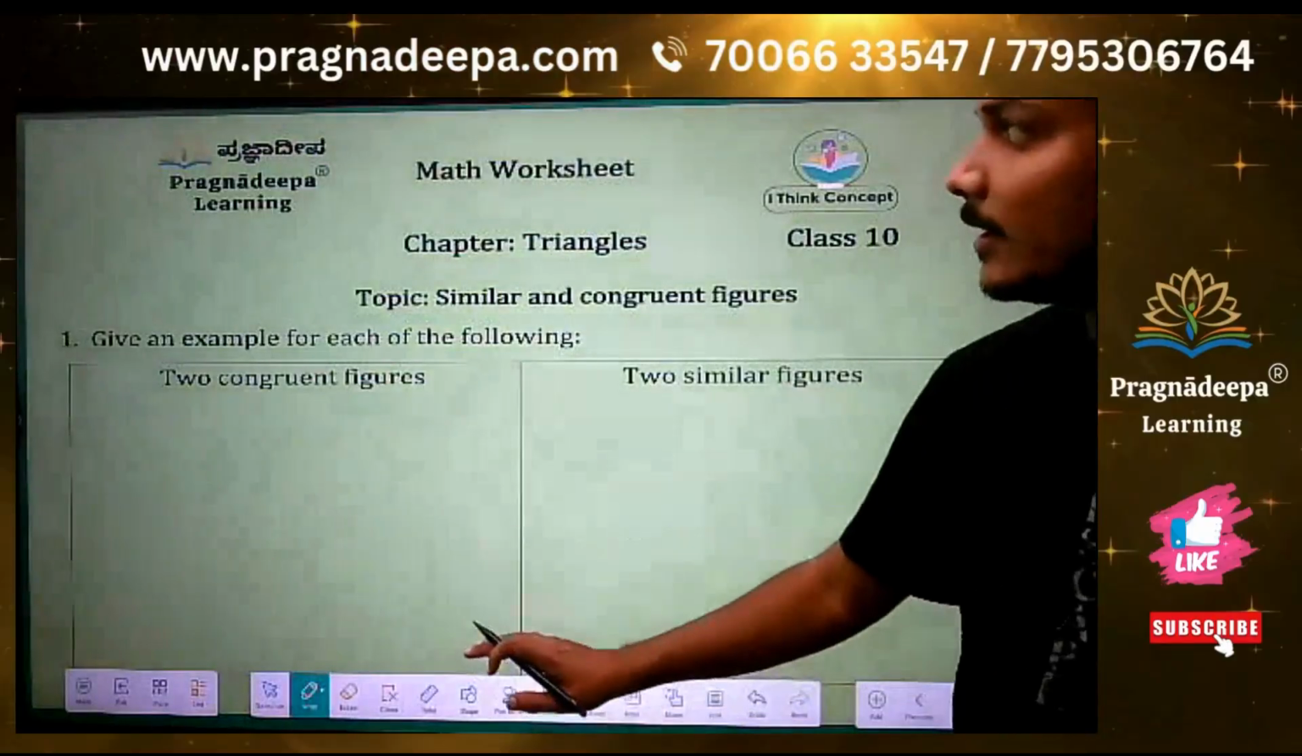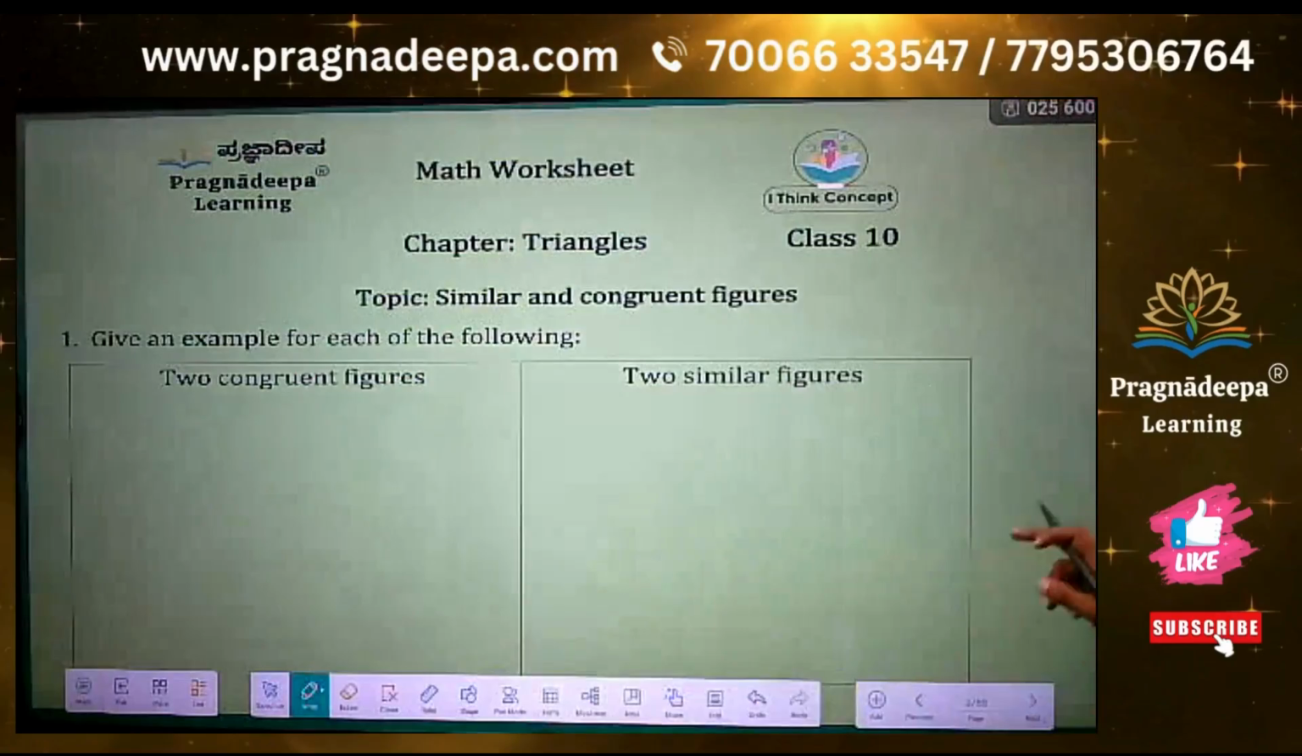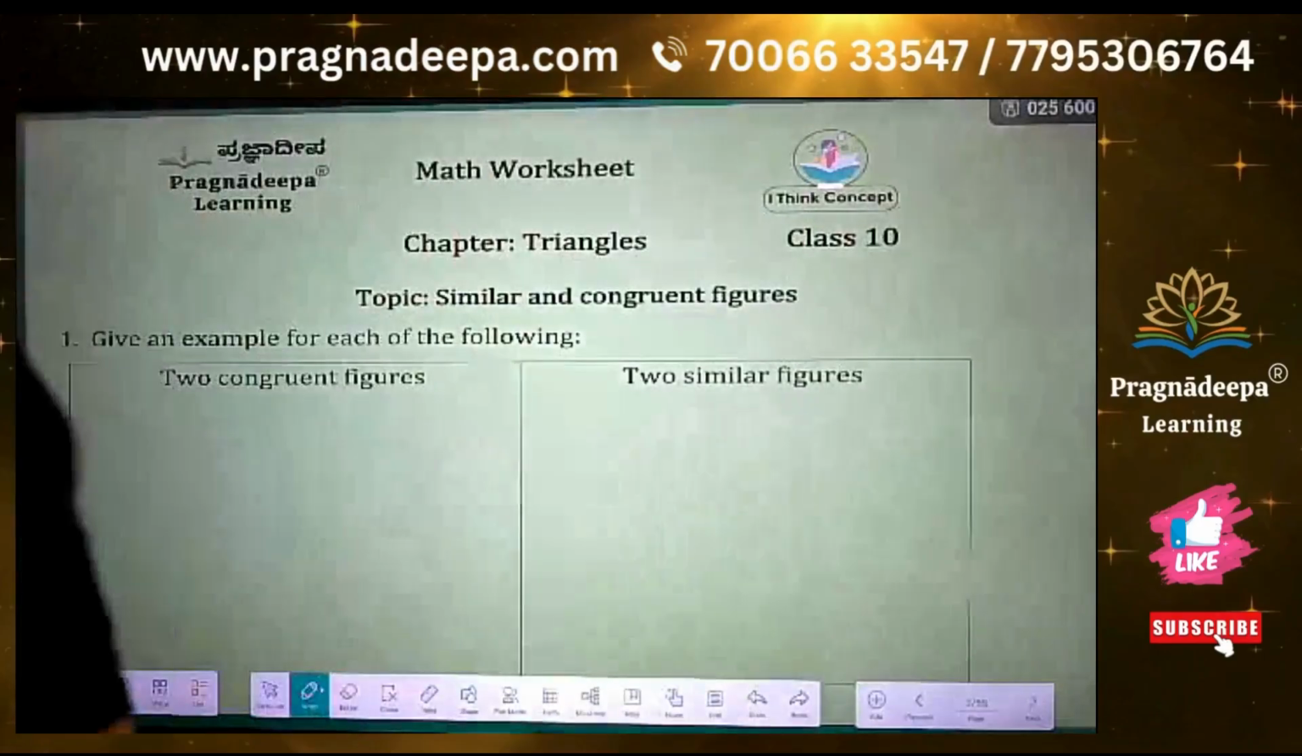So next we have one. Okay, so your worksheet problems. Okay, first one, first worksheet problem. Yes, Sachin, can you read this question? Sachin? Yes sir.